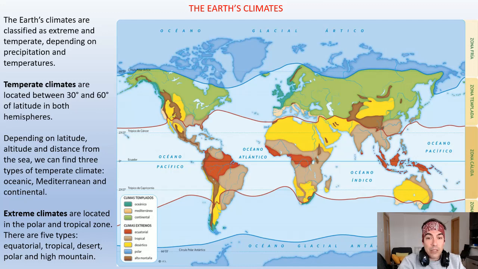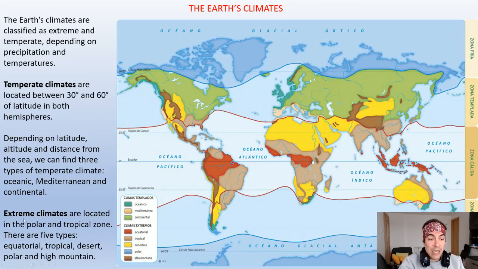Then we have to take a look at the Earth's climates. This is only an introduction to climates. We will see the climates in more detail in the following unit, but we want you to have a superficial, introductory look at them. The Earth's climates are classified as extreme and temperate depending on precipitation and temperatures.